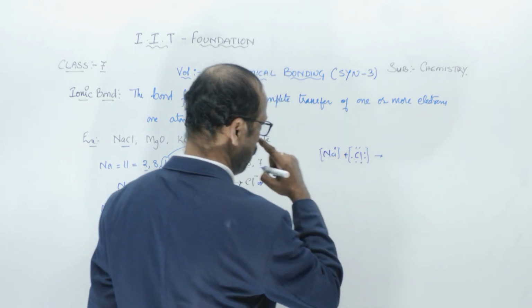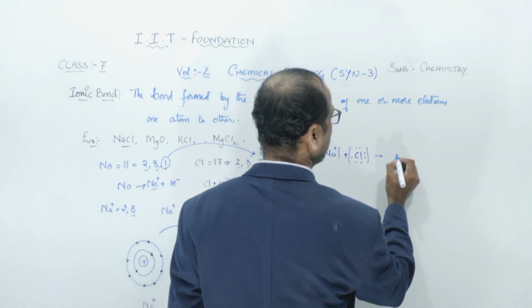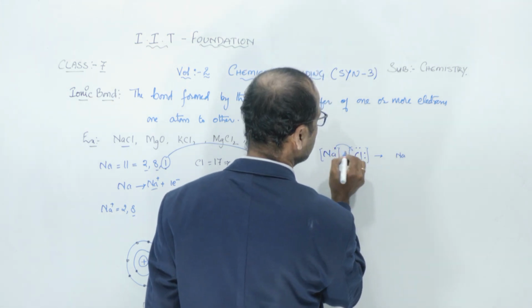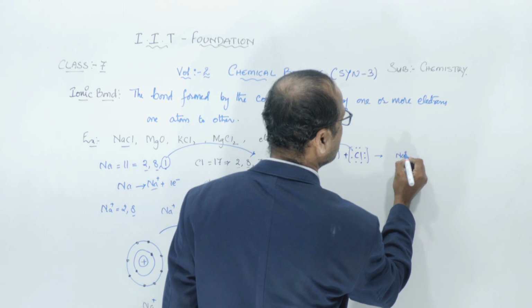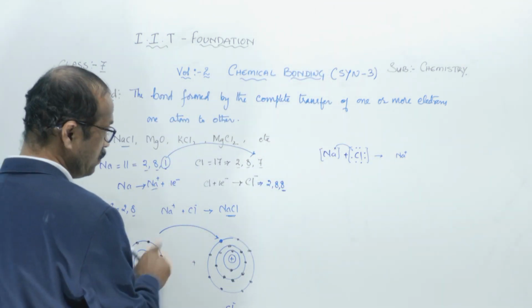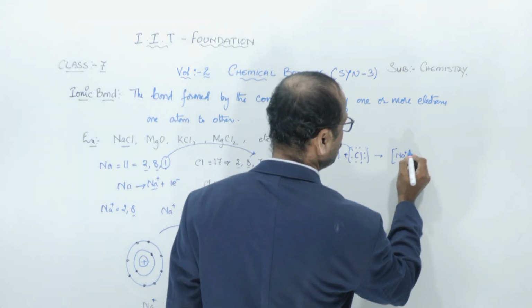Now both are combining. When they combine, what happens? You see, this sodium is giving one electron here. This electron goes here. When the electron goes away, it becomes Na plus. When it lost one electron, the outermost shell becomes 8 electrons. So this becomes stable.